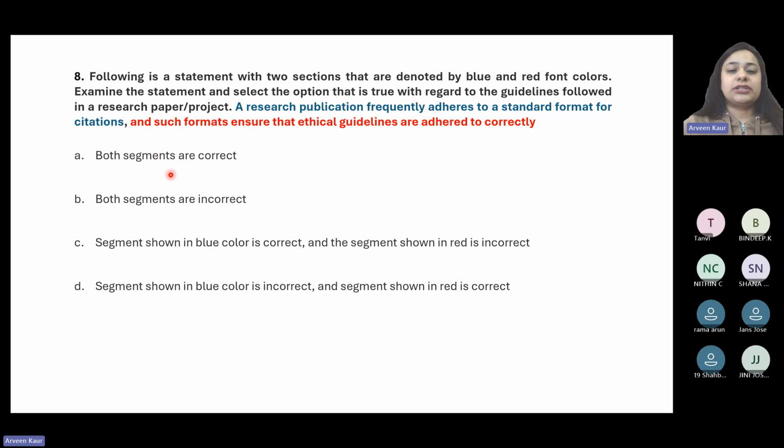So, whether both the segments blue and red are correct, or both segments are incorrect, or the segment shown in blue color is correct while the one in red is incorrect, or the opposite of that, that is whether the blue one is incorrect and the red one is correct. So, which of the options is actually correct?